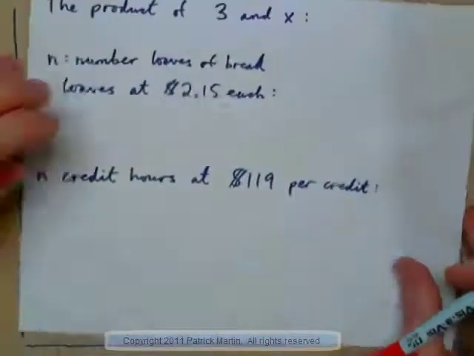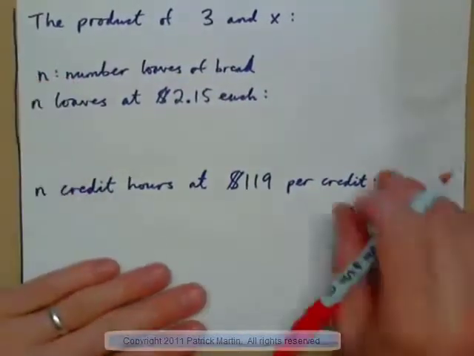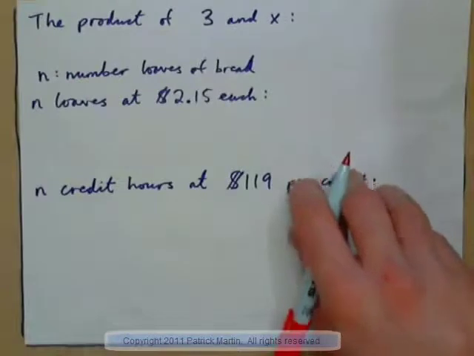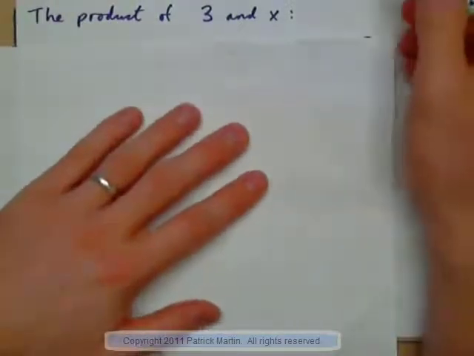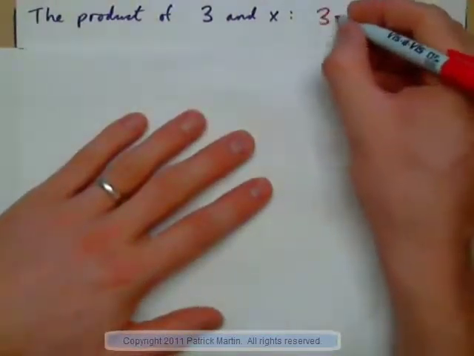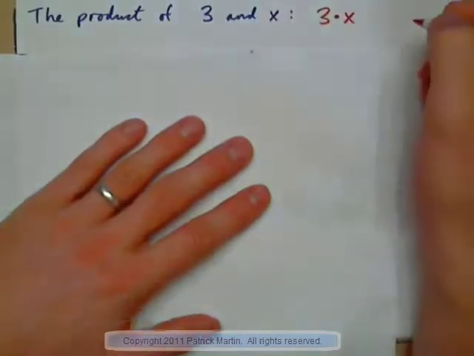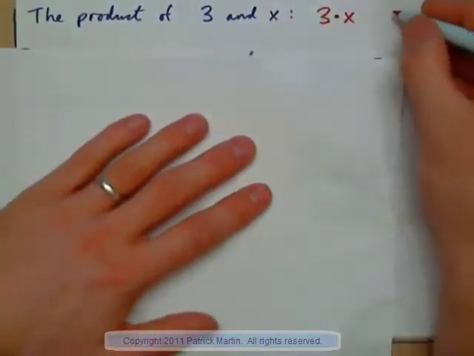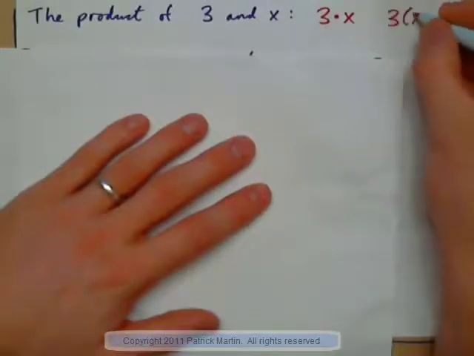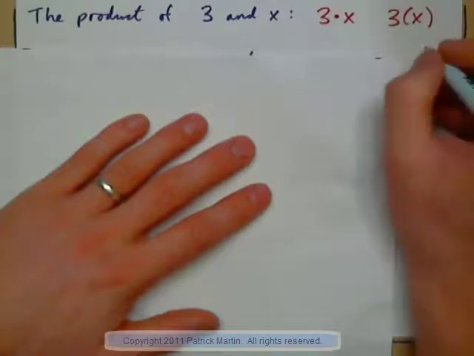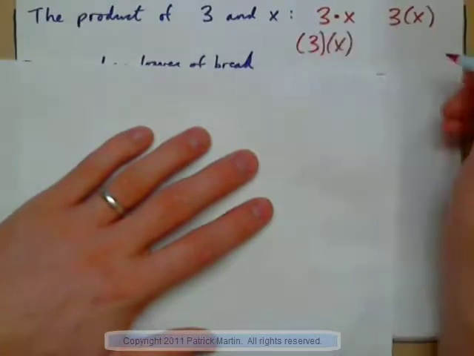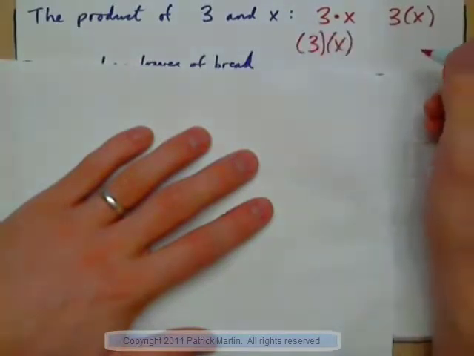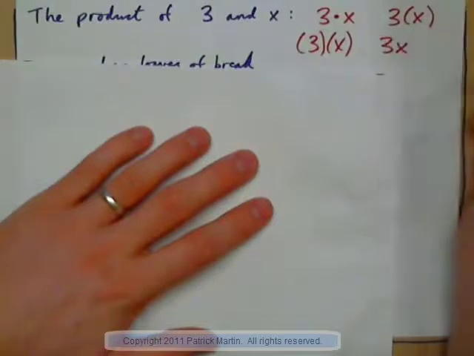Let's have a look at product now. The product of 3 and x. Write down what you think that is. The product of 3 and x. Is it 3 times x? Yep. Or write it a different way. Write it with parentheses. 3 times x. Can we write it a different way again? We can do this. 3 times x. And there's another way. Just this: 3x. That's 3 times x.